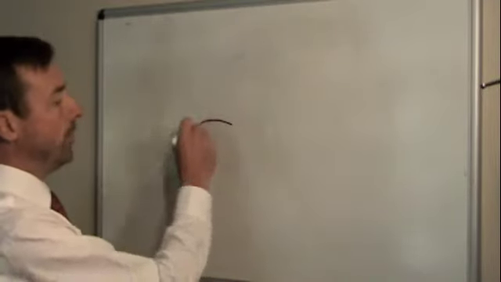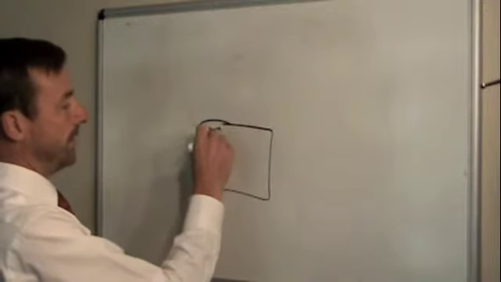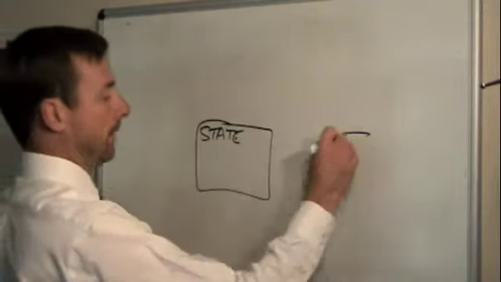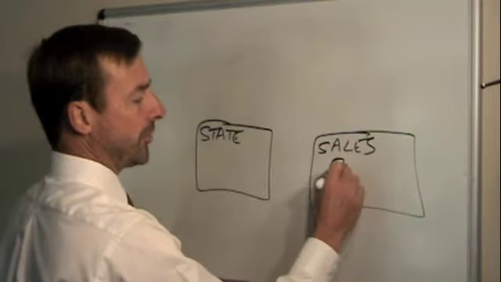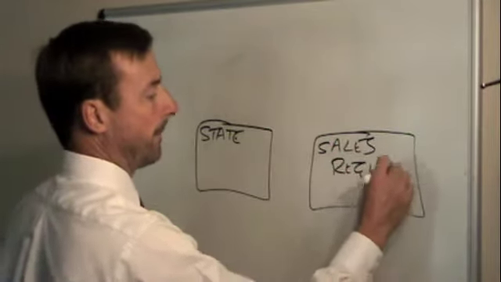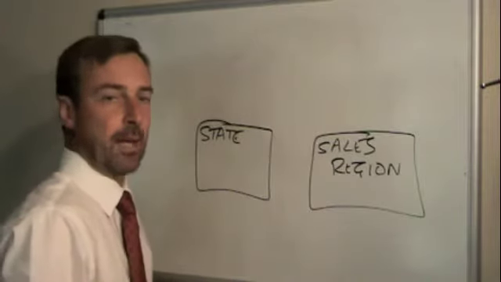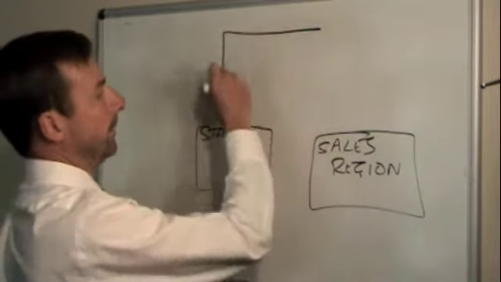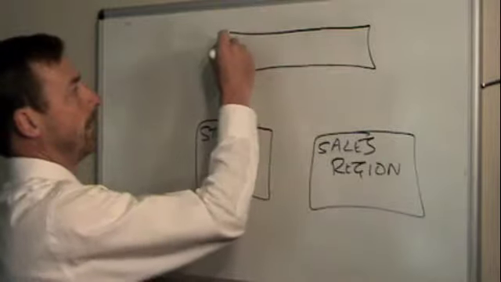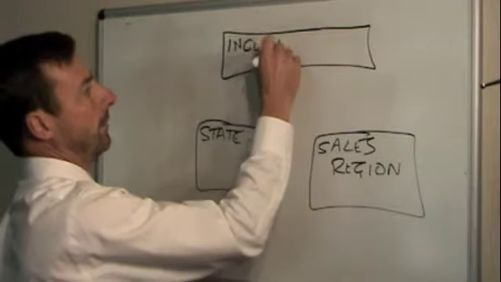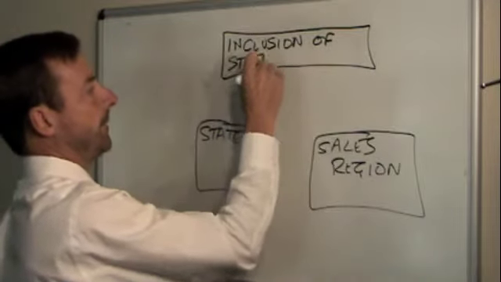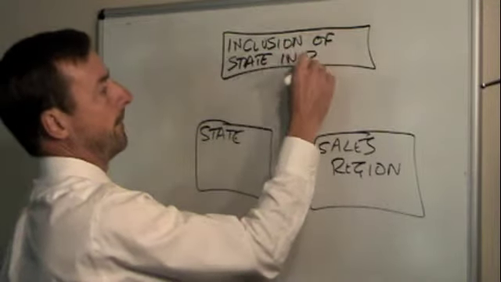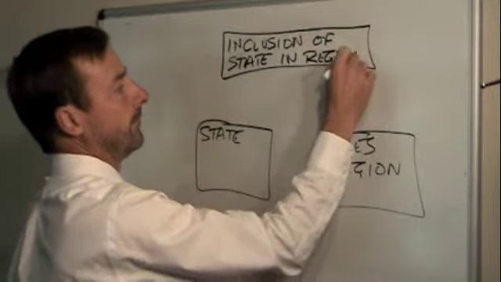We've really got two major concepts, that of a state and a sales region. And then in a traditional modelling technique we would have a third entity which is the inclusion of the state in the region.